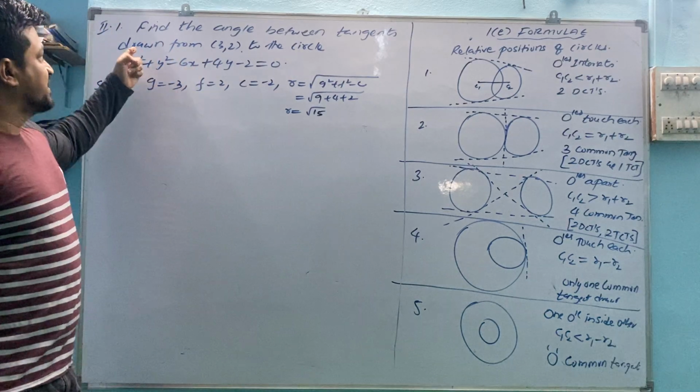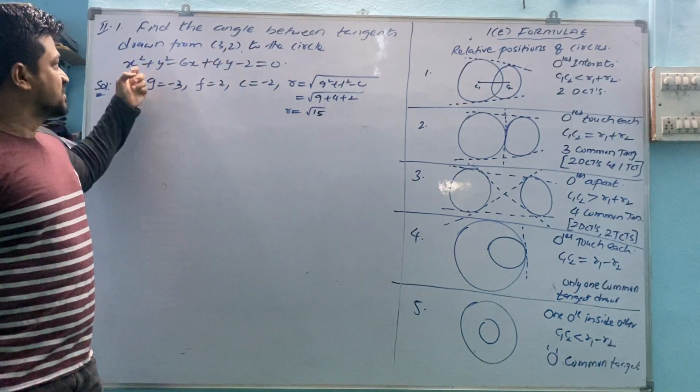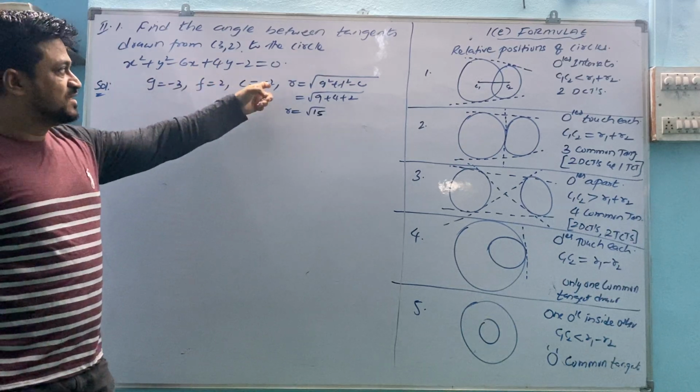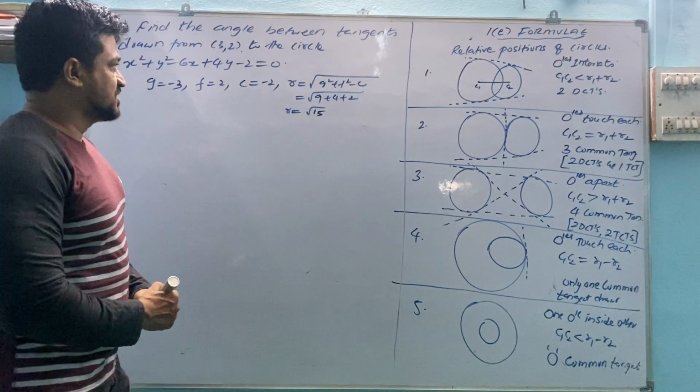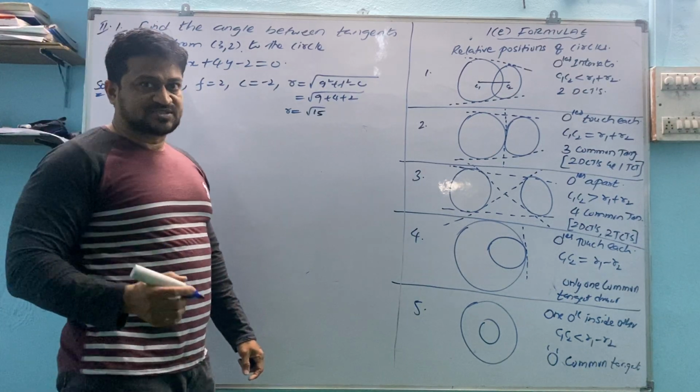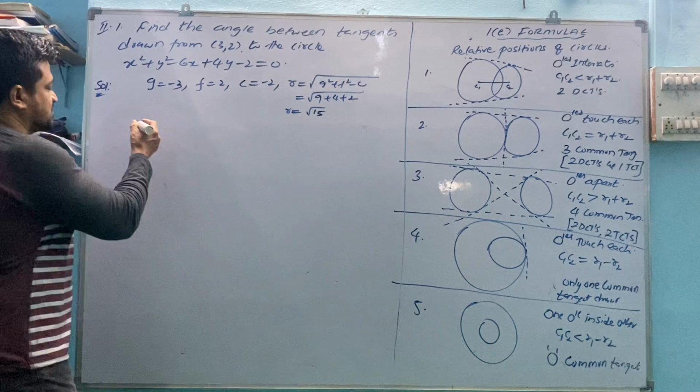Find the angle between the tangents drawn from (3, 2) to the circle. We have the g, f, c values from the circle and the radius from the circle equation. Now you should know the formula to find the angle between the tangents. I have given it to you in the last class.